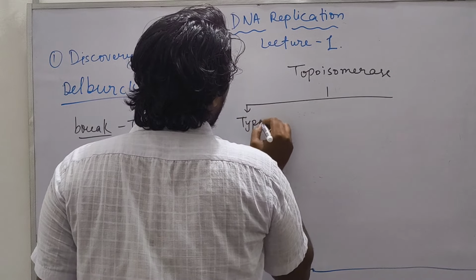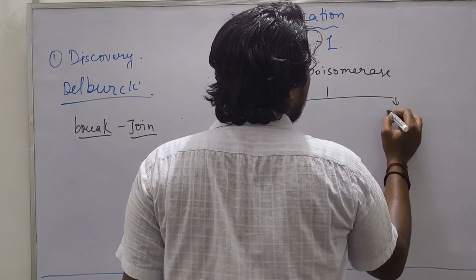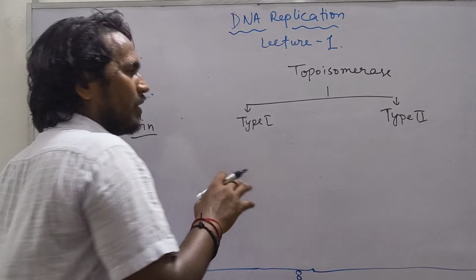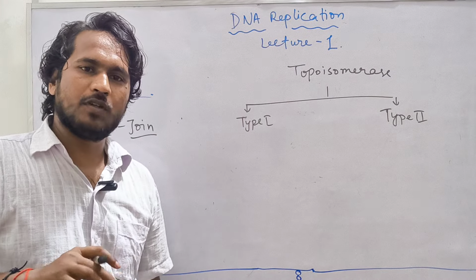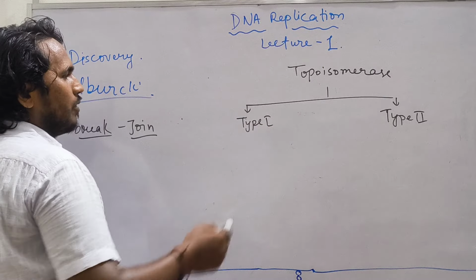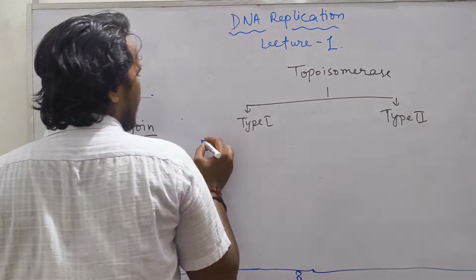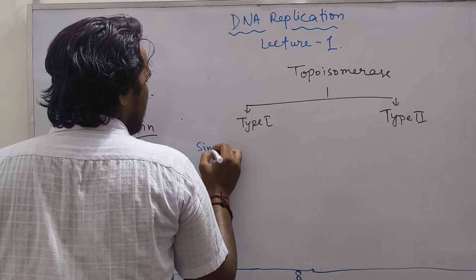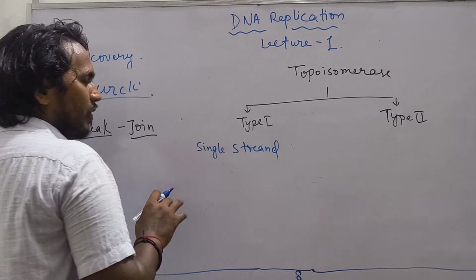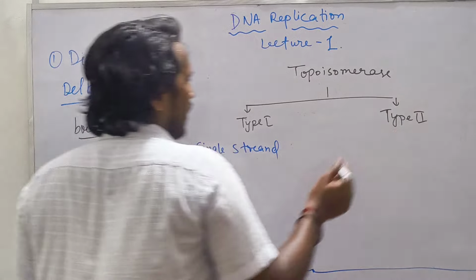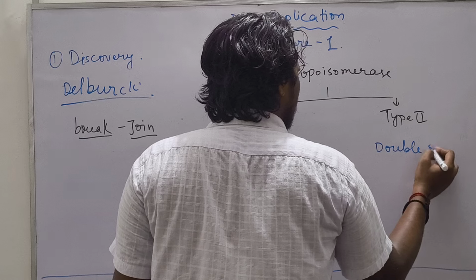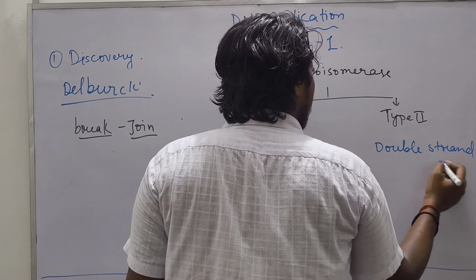This topoisomerase is of two types: type 1 topoisomerase and type 2 topoisomerase, each having individual A and B types. But the basic difference between type 1 and type 2 is that one gives a single strand break. What is it going to give? It is going to give you a single strand break, and the other is giving a double strand break.